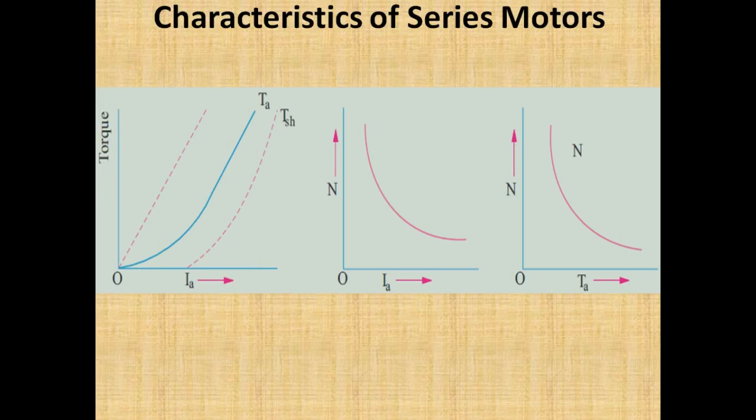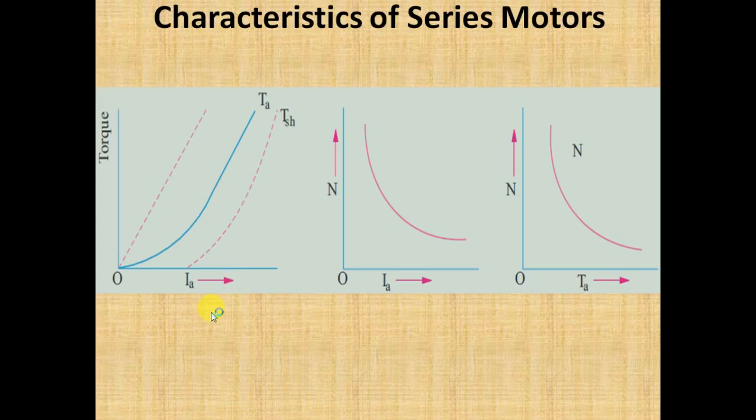From the standard relation we very well know that armature torque is directly proportional to phi Ia. In the case of a DC series motor, Ia is the same as If, that is armature current is the same as the field current. Basically this phi is directly proportional to the field current. In the case of DC series motor, field current is the same as the armature current, hence I can say that the magnetic flux is directly proportional to that of the armature current.